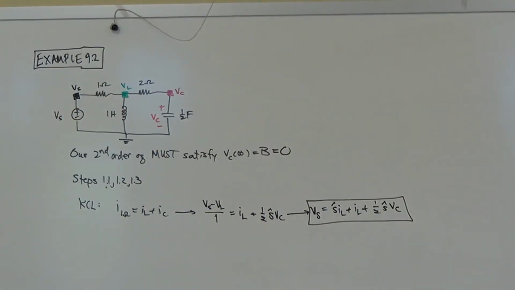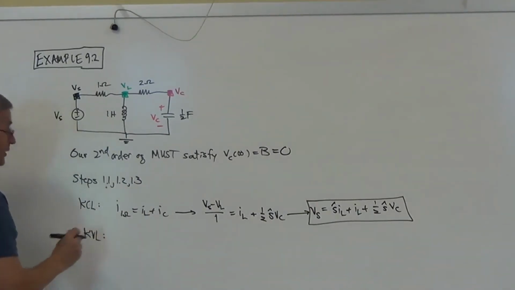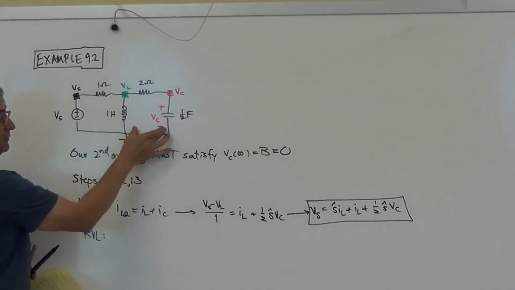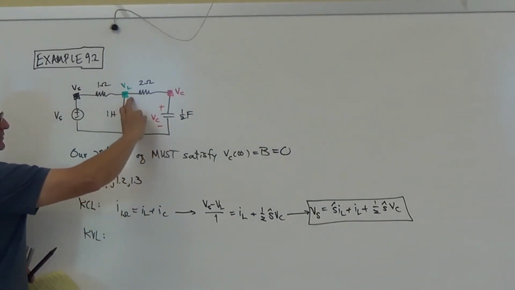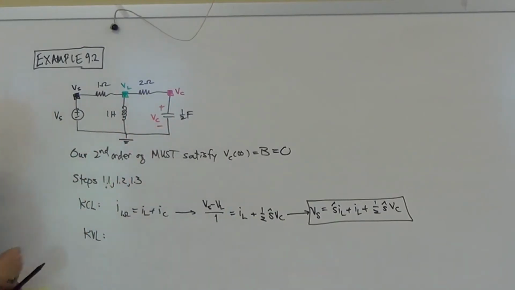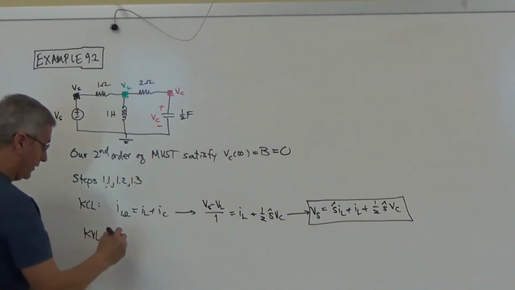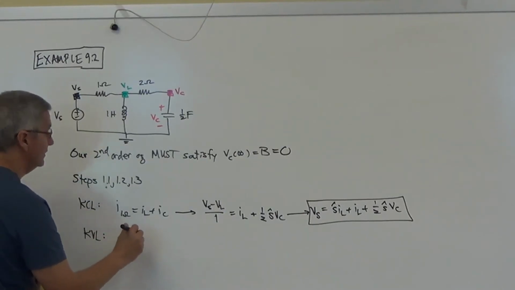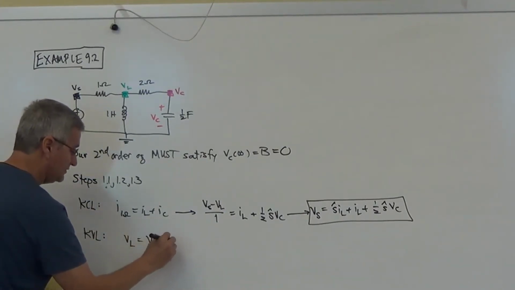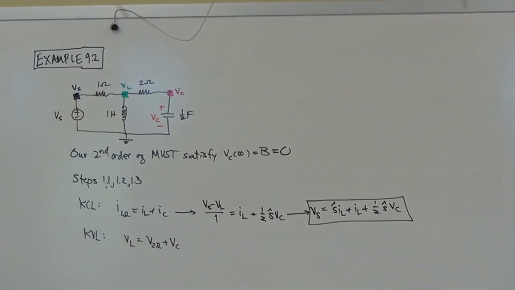So now I'm going to go do KVL. If I do KVL, you see that these two have to be related, and you can see that that branch is equal to that branch. So I'm going to sum those guys up now. So it's got to be what? The way I'm going to do this here is I'm going to write VL equals the voltage across the 2 ohm plus the voltage across the capacitor. So you see that I got to deal with 2 terms here. I got to deal with that term, I got to deal with that term.